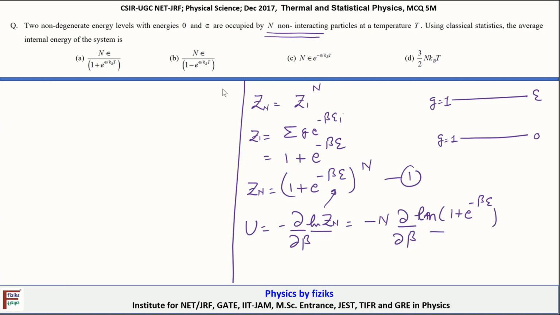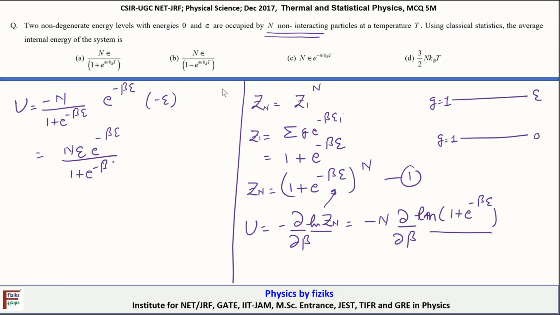Okay, now we have to simply differentiate this expression with respect to beta, and that will be our final answer. So u will be minus n upon 1 plus exponential minus beta E, and then the differential of exponential minus beta E, and then multiply by minus E. Okay, and this is equal to n E exponential minus beta E upon 1 plus exponential minus beta E. Now if we multiply both numerator and denominator with exponential beta E, we are left with n E upon exponential beta E plus 1.